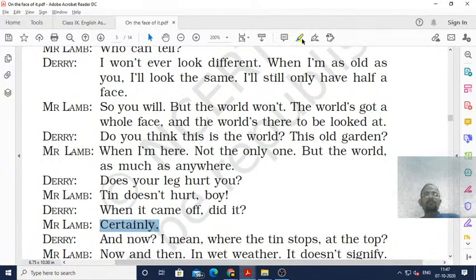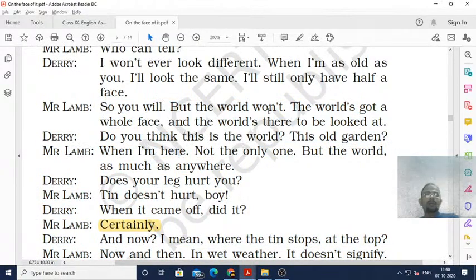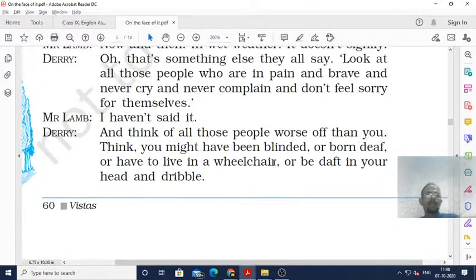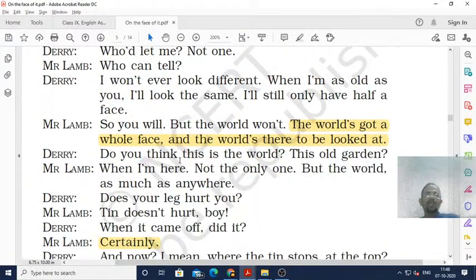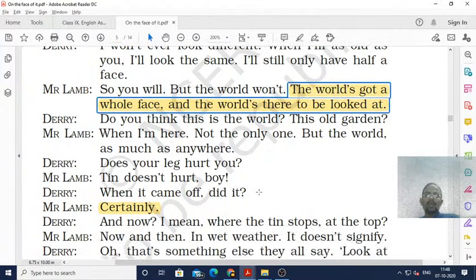Okay, so dear students, let me stop here because I've got another class scheduled at 11:50. So I've got to take leave of you today. When I resume my lesson on the next day, I shall start from here, okay, because it requires some more explanation. This particular part, the world's got a whole face and the world's there to be looked at. Okay, from there I will start my explanation. So please do remind me, page number 60. Remember, I'm towards the fag end of page number 60, and I shall start my explanation from this particular highlighted part.